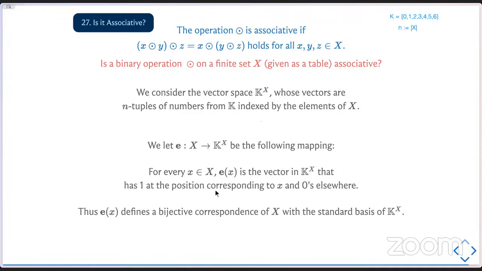Wait, so are you talking about the space of these mappings? No, as in just k to the x. How do you prove that this is a vector space the way you have defined?